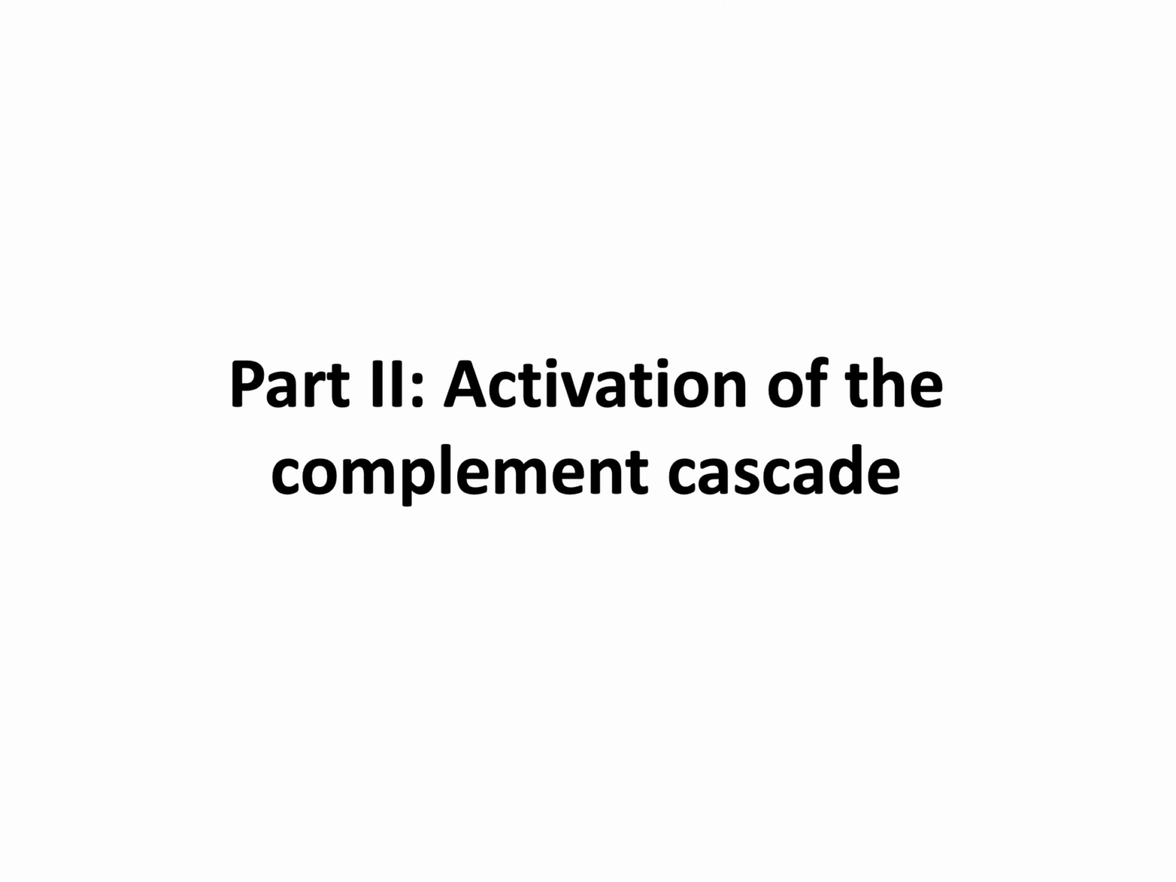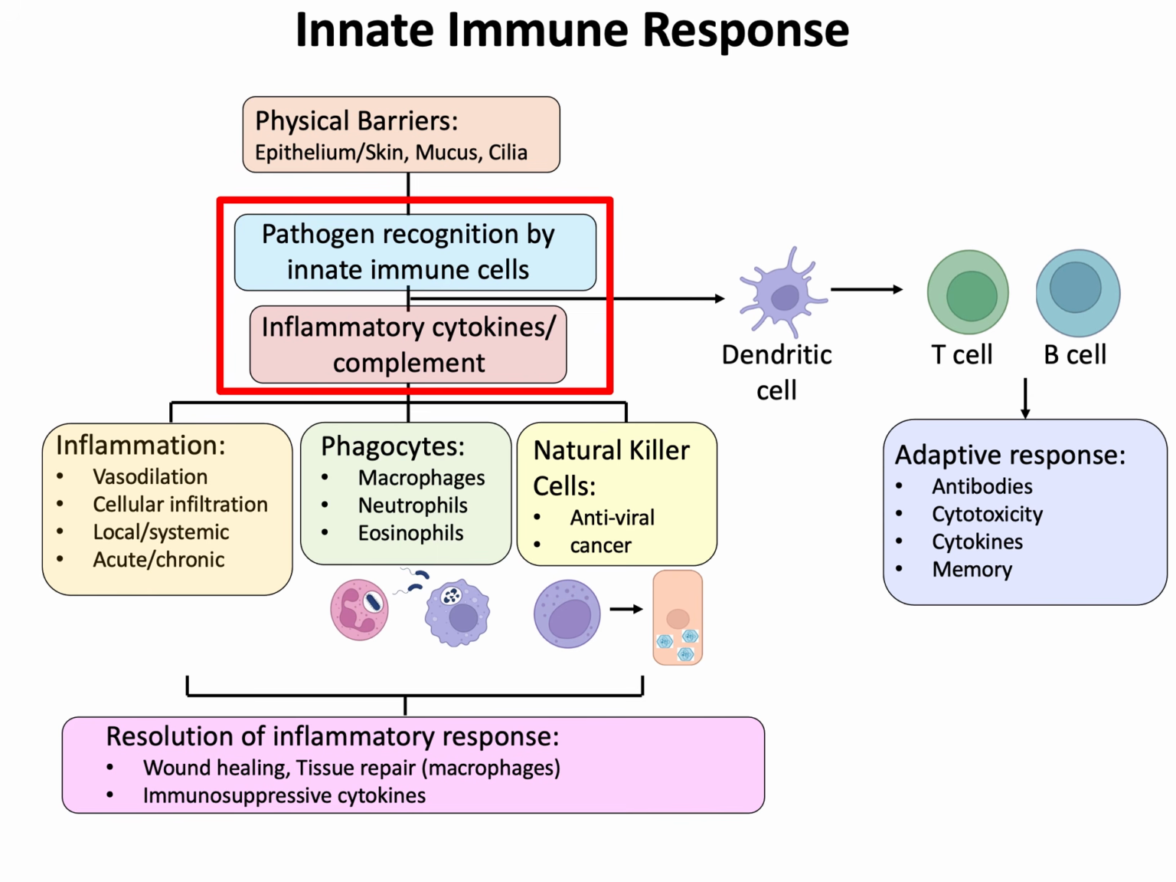In part 2 of our innate immunity series, we're going to talk about activation of the complement cascade. In our prior video, we discussed how pattern recognition by innate immune cells can lead to the production of inflammatory cytokines. However, complement proteins can also recognize pathogens.